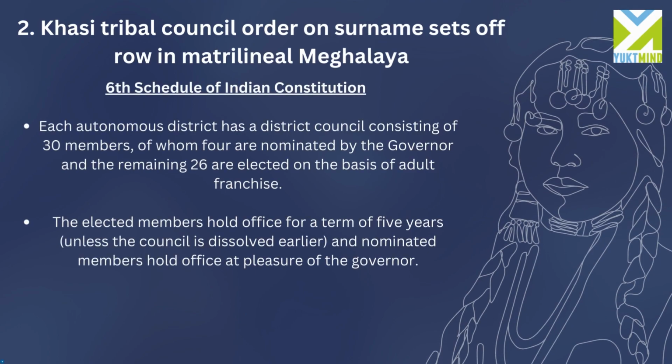Each autonomous district has a district council consisting of 30 members, of whom 4 are nominated by the governor and the remaining 26 are elected on the basis of adult franchise. The elected members hold office for a term of 5 years unless the council is dissolved earlier, and nominated members hold office at the pleasure of the governor.